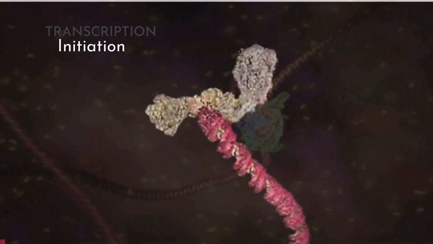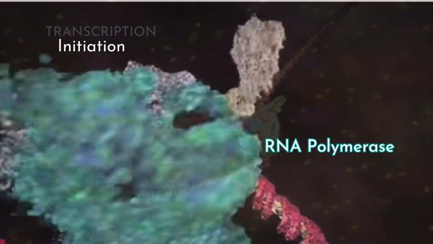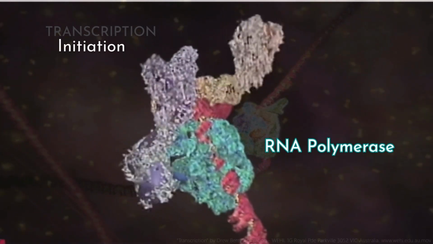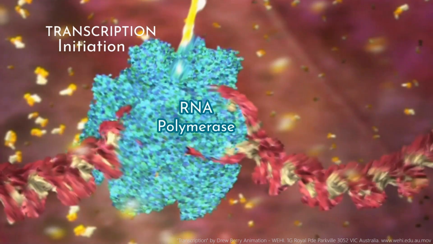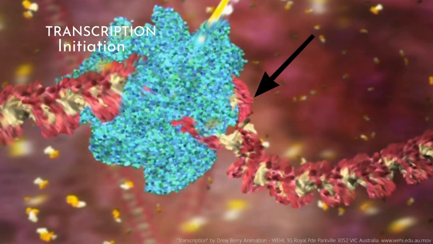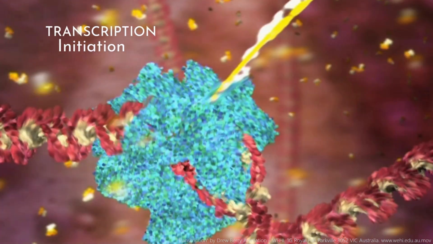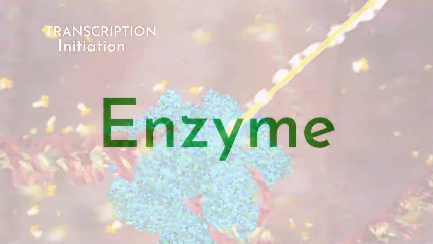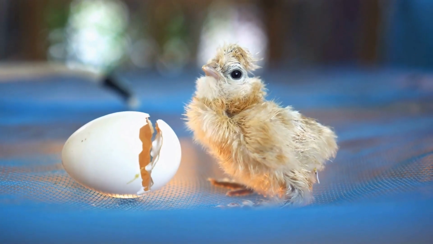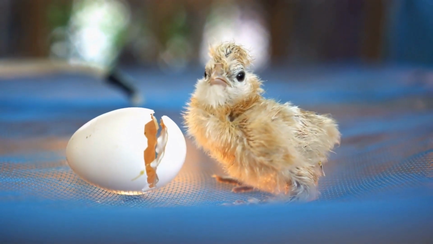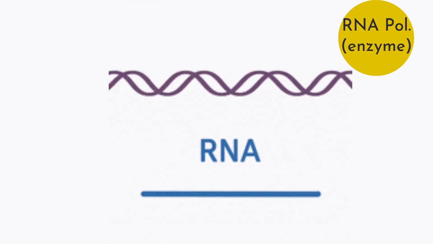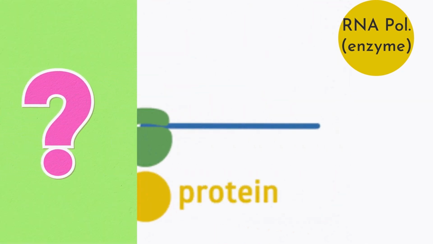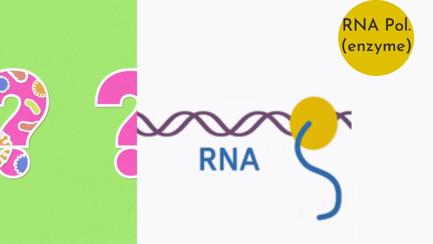Initiation is when an enzyme called RNA polymerase binds to the promoter. This signals the DNA to unwind, so the RNA polymerase can read the bases in one of the DNA strands. Now, I know you just heard the word enzyme, so immediately some of you might feel like we're facing a sort of chicken or egg situation here. Yes, we need proteins, such as RNA polymerase enzyme, to make proteins. So how did we get the original proteins that help us make more proteins?